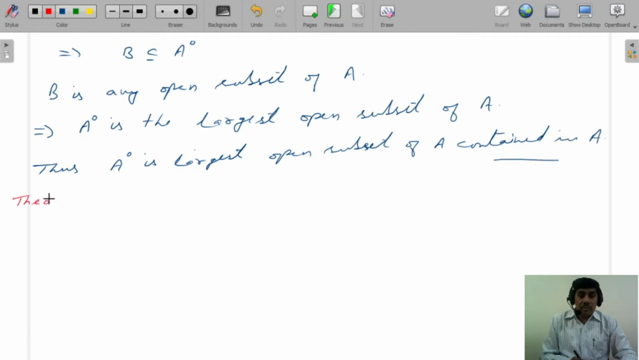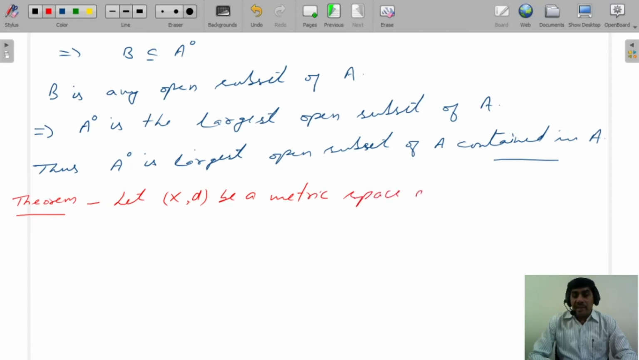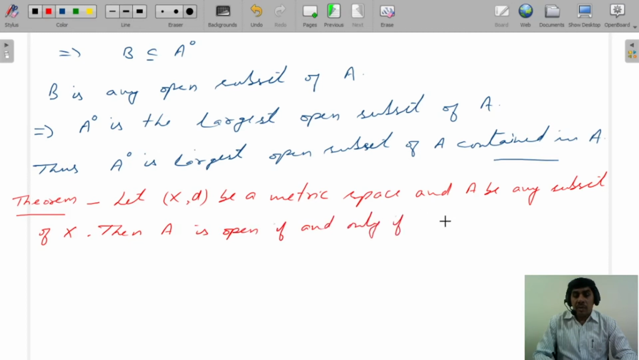Next theorem. Let (X, d) be a metric space and A be any subset of X, then A is open if and only if A is equal to A interior.